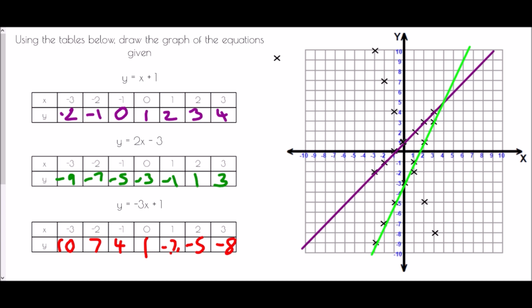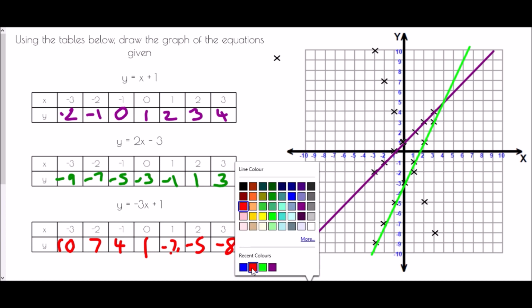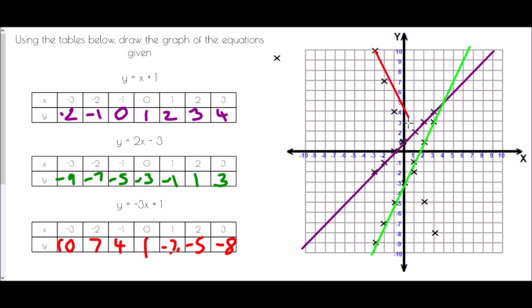And again, we do have a straight line, all of those points lying perfectly in a straight line, but there is a slight difference this time in that our line is not pointing upwards from left to right, it's actually going down. And that is very, very important.